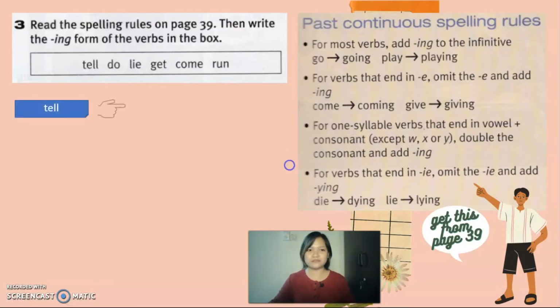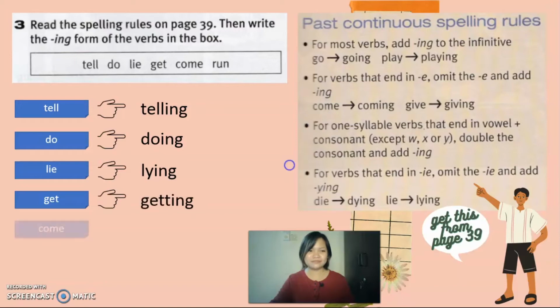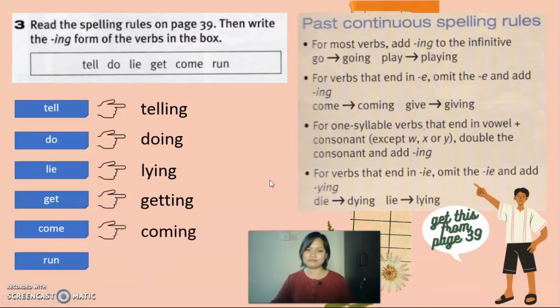First we have tell, telling. Do, doing. Lie, lying. Get, getting. Come. Okay, the verb ends with e, so we omit the e first and then we add the ing. So, coming. Run, running, with a double n. Okay?